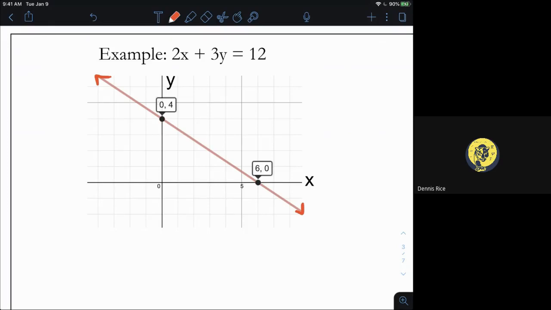Does anyone know what's special about those 2 points? What is special about (0, 4)? What is special about (6, 0)? (0, 4) is the y-intercept and (6, 0) is the x-intercept. Good. And we've used the y-intercept with slope-intercept graphing, right? We haven't really used the x-intercept before, but Ashton correctly describes that it's where the graph hits the x-axis. The other point is where the graph hits the y-axis.